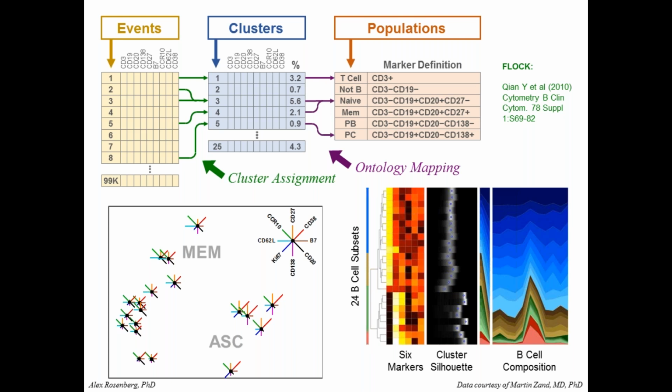And then finally, we take one sample or one individual and plot a composition plot over time to show the B cell composition for all of these subsets. And so you can see at day 7, there's an expansion of the plasmablasts and plasma cells.